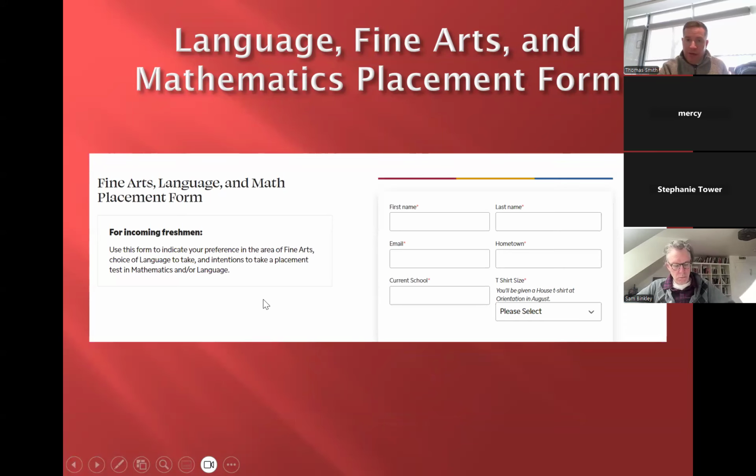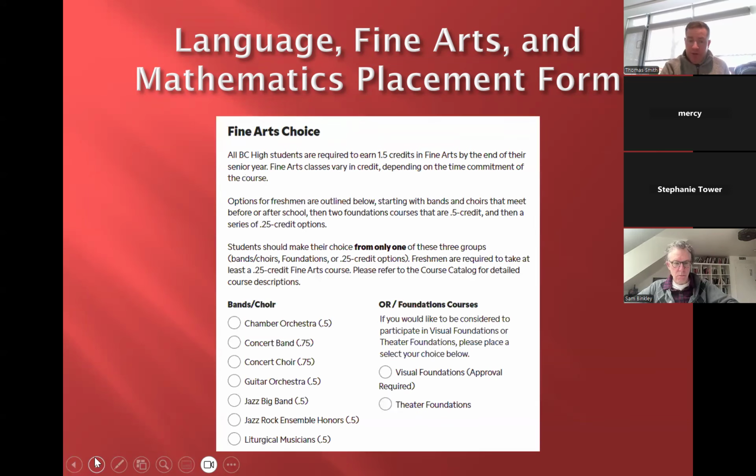Obviously, I need your first and last name, email, hometown, current school, then a t-shirt size because he'll get a t-shirt for his class. So that's pretty straightforward. But then after that, it goes right into the fine arts choices, right? Again, there's 3 major buckets, so to speak: band and choir, foundations, and quarter credit. So he's got to pick one of those 3 areas.